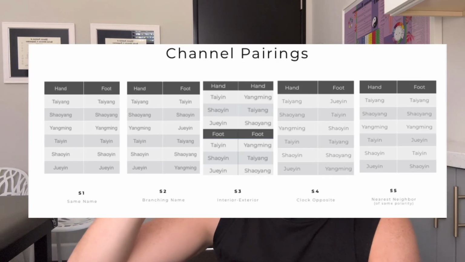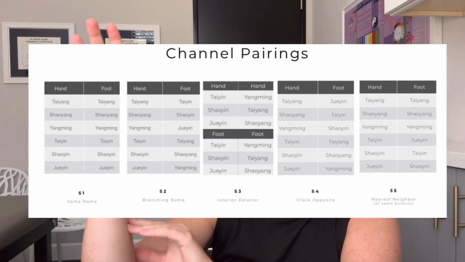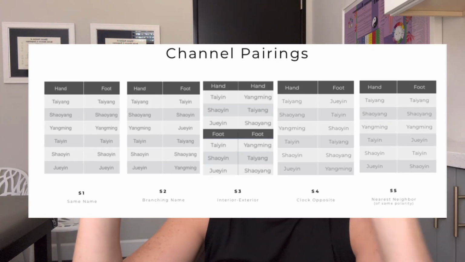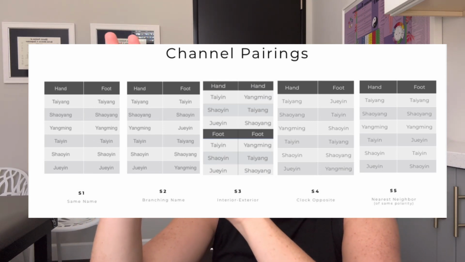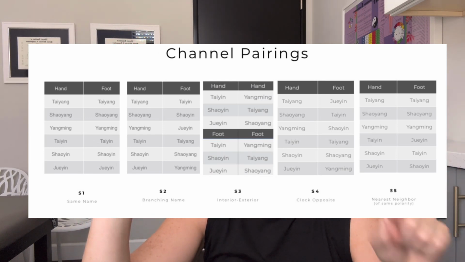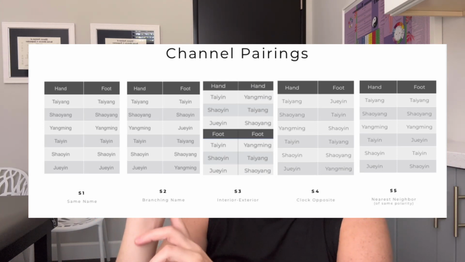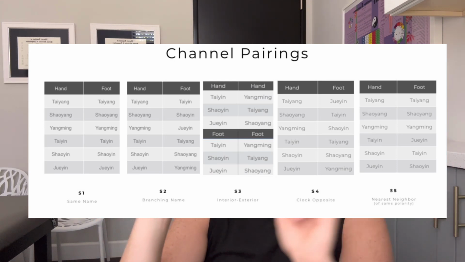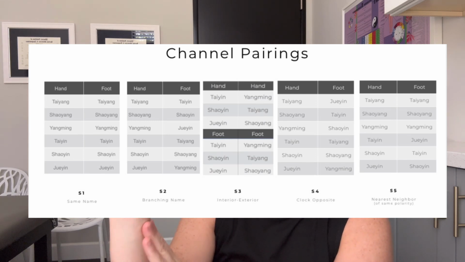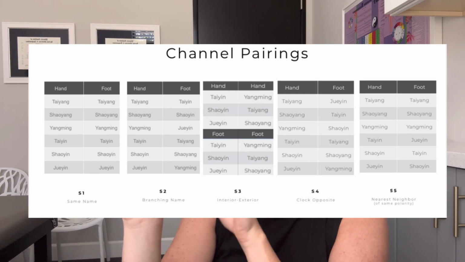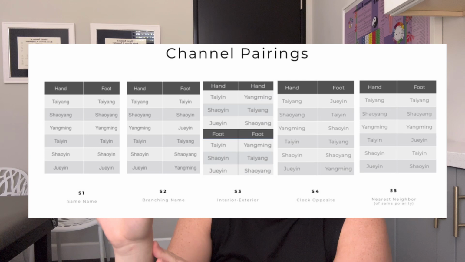So system 1, same name, so I could use my spleen. System 2, branching name, since I'm on my hand, I'm going to use my foot, tai yang, which is my UB. Third system is going to be internal external pairs. So instead of my lung, I'm going to use my hand, yang ming, which is my large intestine.